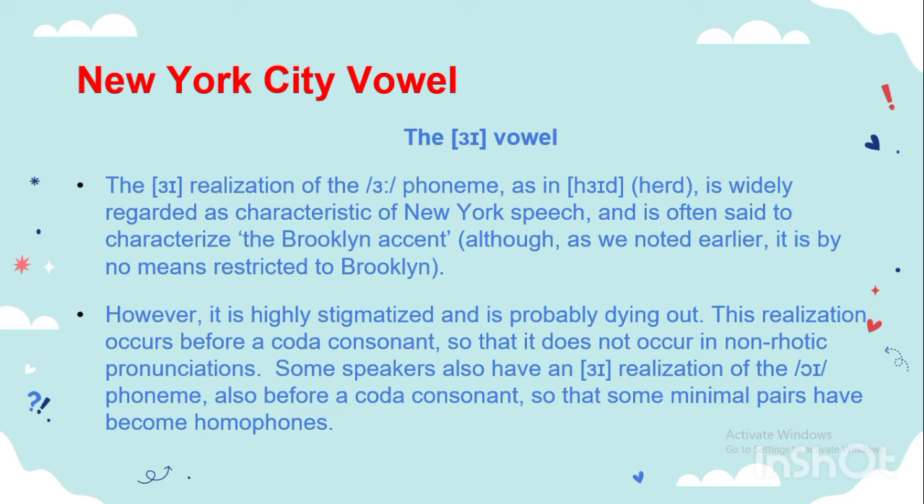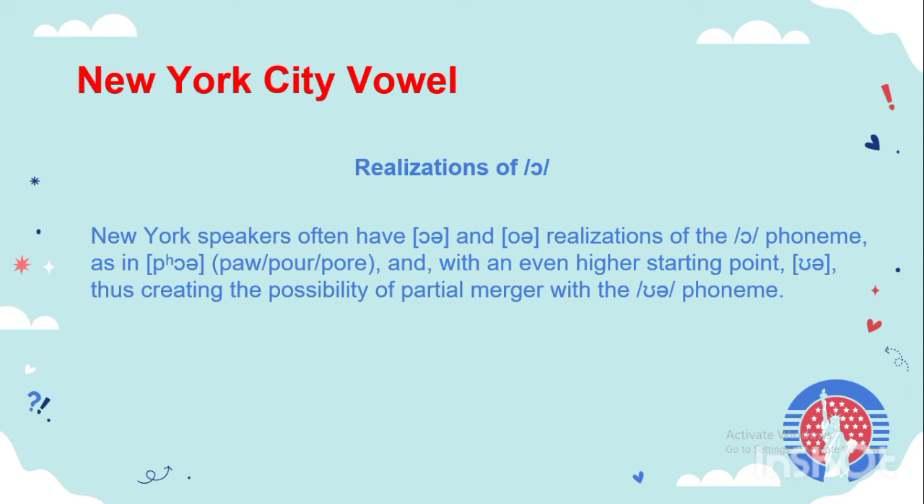Some speakers also have an ER realization of the OY phoneme, also before a coda consonant, so that some minimal pairs have become homophones. Realizations of O. New York speakers often have a raised realization of the O phoneme, as in paw, power, pour, and with an even higher starting point, thus creating the possibility of partial merger with the U phoneme.